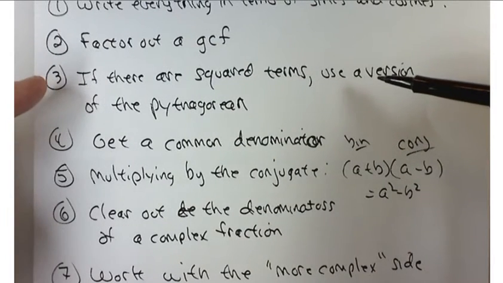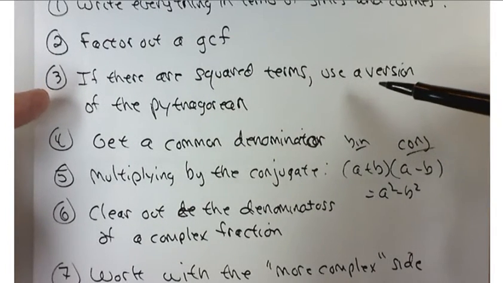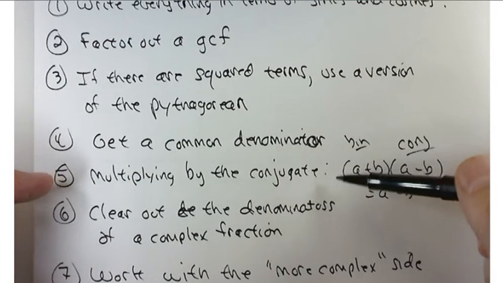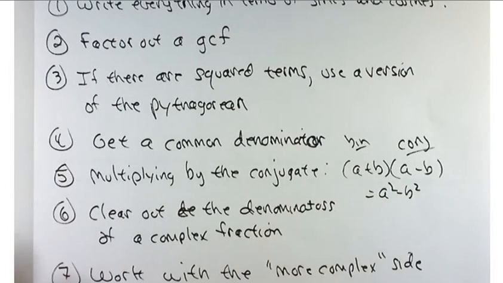There's a squared term, use a version of the Pythagorean theorem. And multiplying by the conjugate was kind of already there. So my goal is to try and give you examples of a lot of the stuff that I outlined there. Onward. Problem number 34.